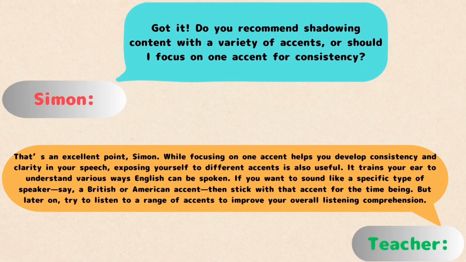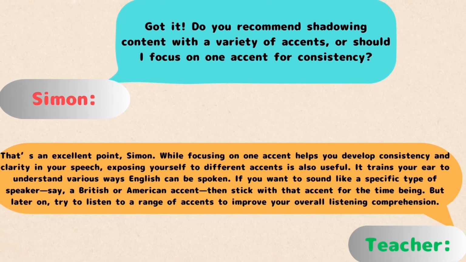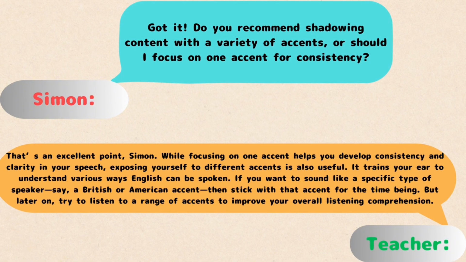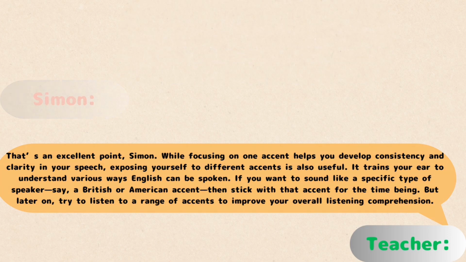Got it. Do you recommend shadowing content with a variety of accents, or should I focus on one accent for consistency? That's an excellent point, Simon. While focusing on one accent helps you develop consistency and clarity in your speech, exposing yourself to different accents is also useful. It trains your ear to understand various ways English can be spoken. If you want to sound like a specific type of speaker, say a British or American accent, then stick with that accent for the time being. But later on, try to listen to a range of accents to improve your overall listening comprehension.